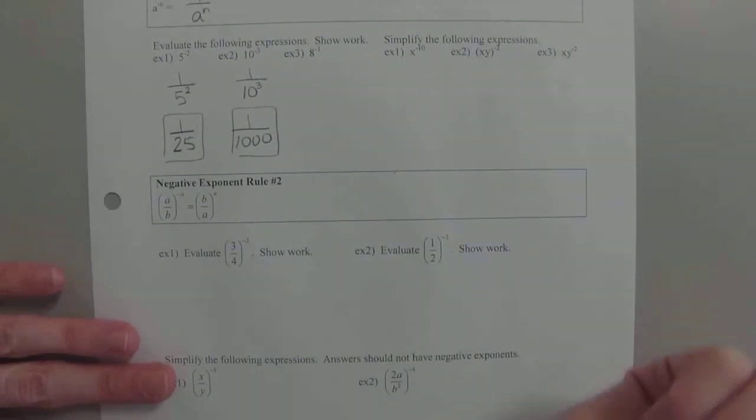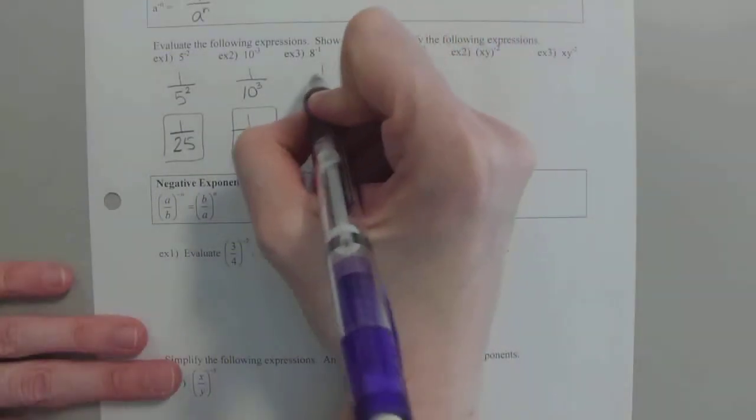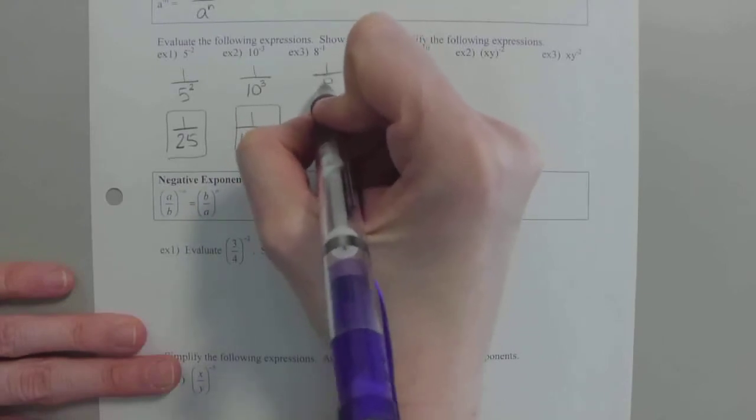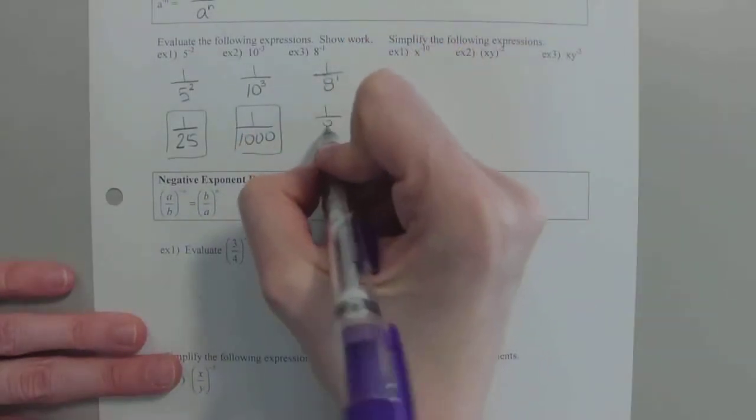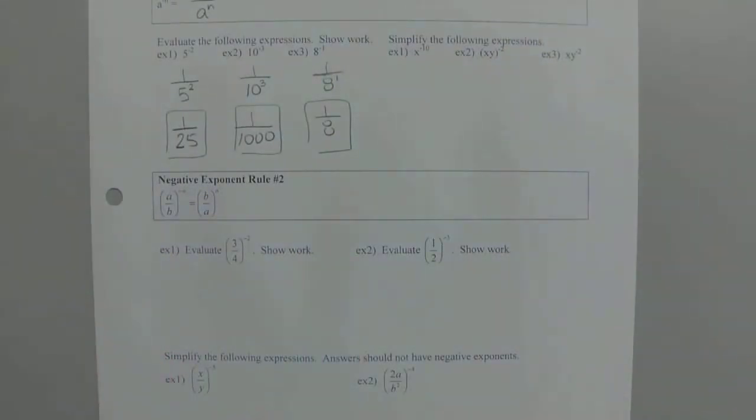This is kind of interesting. What's 8 to the negative first power going to be? What's our first move? 1 over 8 to the first, but that's just 1/8. So it's kind of interesting. Negative exponents are actually another way to write fractions, which you maybe never knew before.